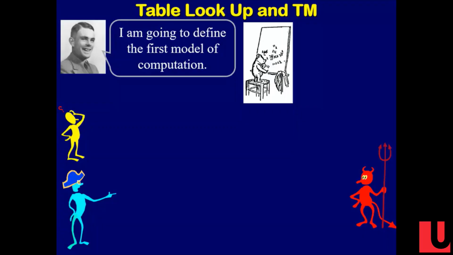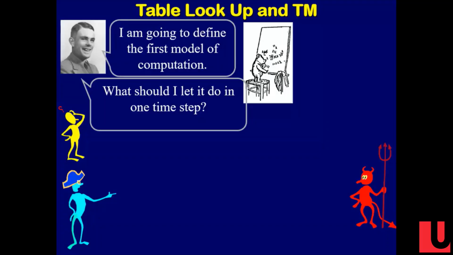Turing, much later than this earlier guy. So Turing says he's going to define a model of computation. And his question is, well, what should it allow the machine to do in one time step? He needs to define the model of computation. He needs to say, what can it do? And so he asked the question, should it be able to multiply, for example? Is it fair to multiply in one time step?